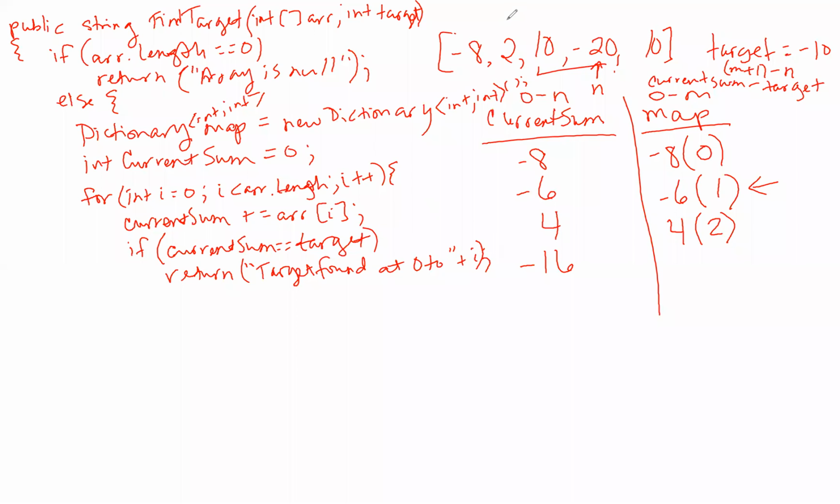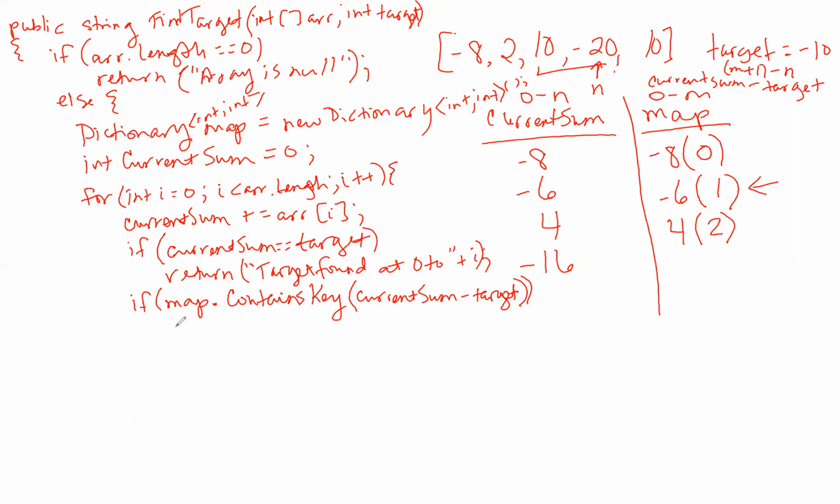Okay, and then we want to look and see, if the current sum doesn't equal target, we have to look and see if it's in the map. So if map contains the key, and again, we're looking for that current sum minus the target. And if it contains it, then we know we found it.